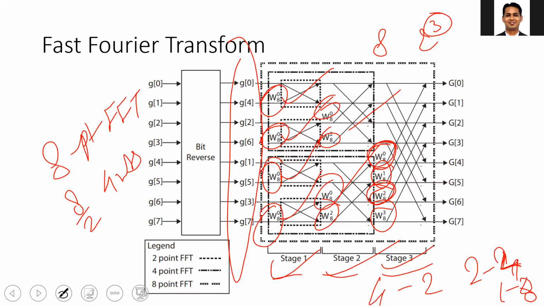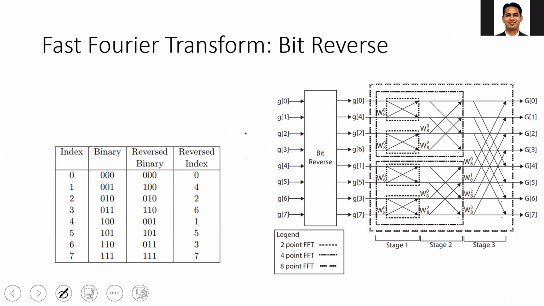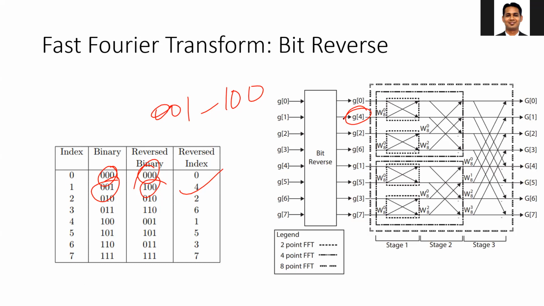The only thing is how to do the bit reverse, and there is a very simple logic for it. For example, if you take the 8-point FFT, your input index can be 0 to 7. You just do the bit reverse operation. So if it is 001, you make it 100, and you get the corresponding index. So bit reverse is just reversing the bits of the index. Whenever you implement the FFT inside the Zynq, inside the hardware, you need to do the bit reverse operation first.